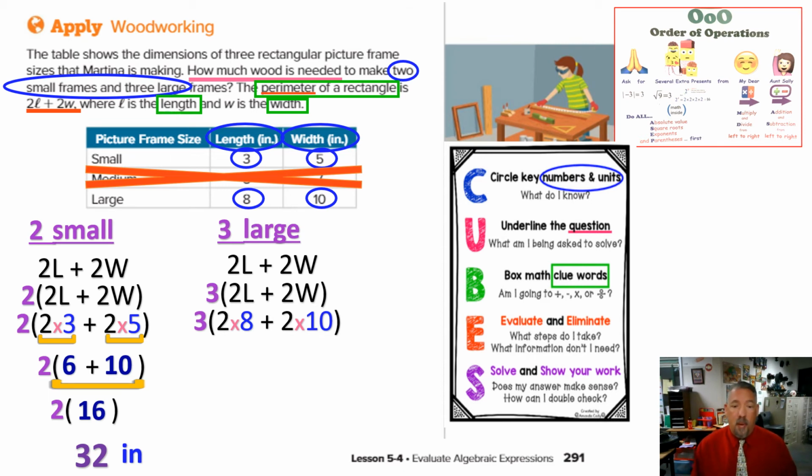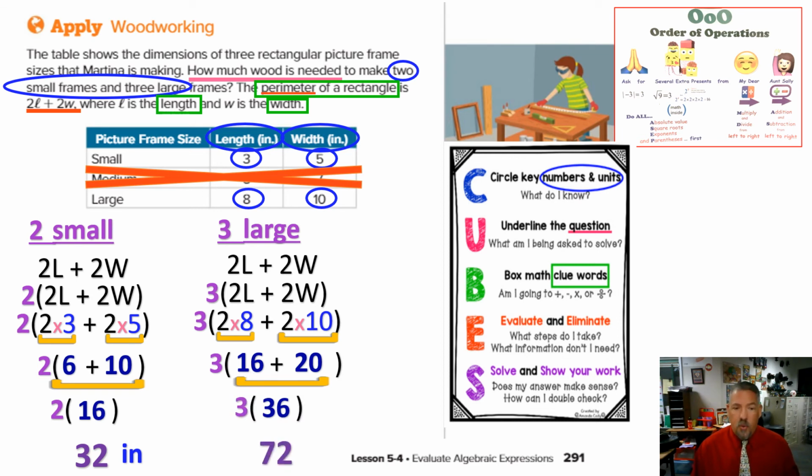Once again, I'm back to basic math. I can do that. So I'm going to do my multiplication inside my parentheses from left to right. And 2 times 8 is 16, and 2 times 10 is 20. I bring everything else down. So now I have 3 times, in parentheses, 16 plus 20. Well, in parentheses, 16 plus 20 is 36. So 3 times 36, that's 72. And once again, it's the same measurement, inches.